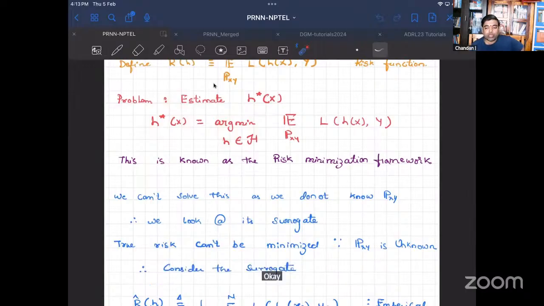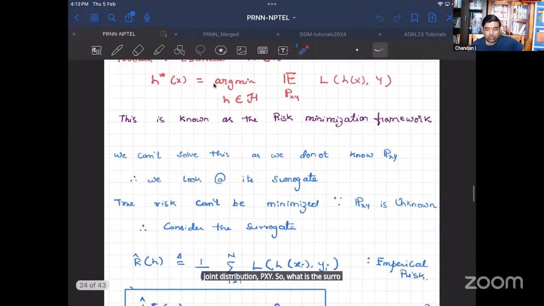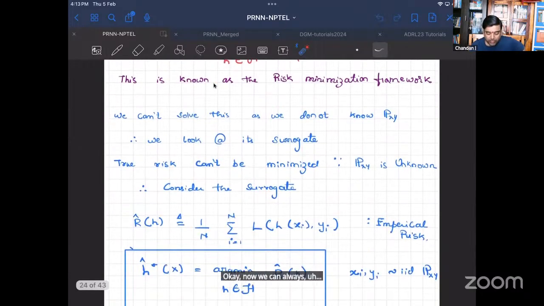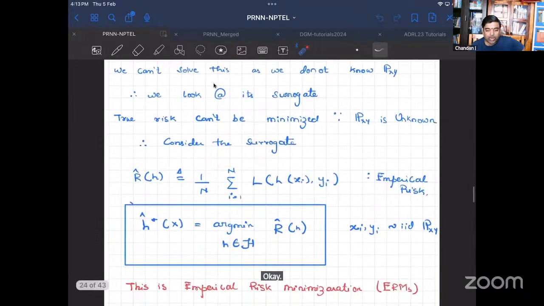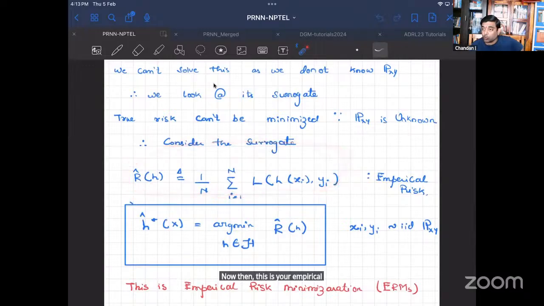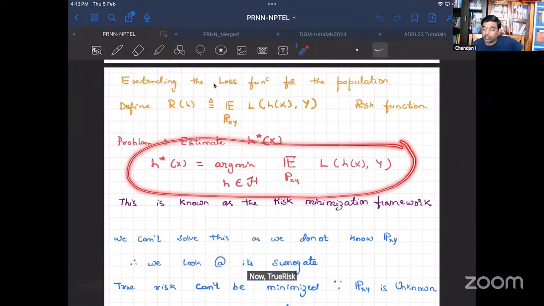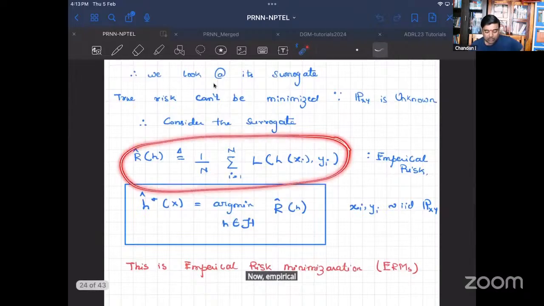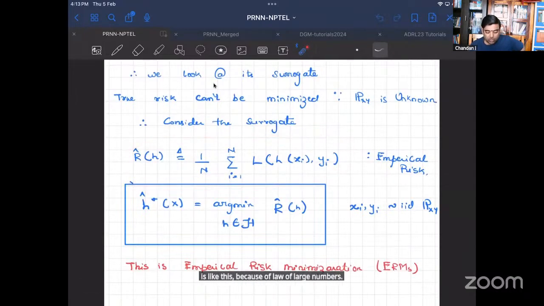But what happens is we don't know this joint distribution P of x y. So what is the surrogate? Now we know by the weak law of large numbers that we can always estimate the expectation like this, and that boils down to your empirical risk. This is not the true risk. True risk has the expectation. Empirical risk is like this because of the law of large numbers. So now we are looking at a surrogate hypothesis function which minimizes the empirical risk.